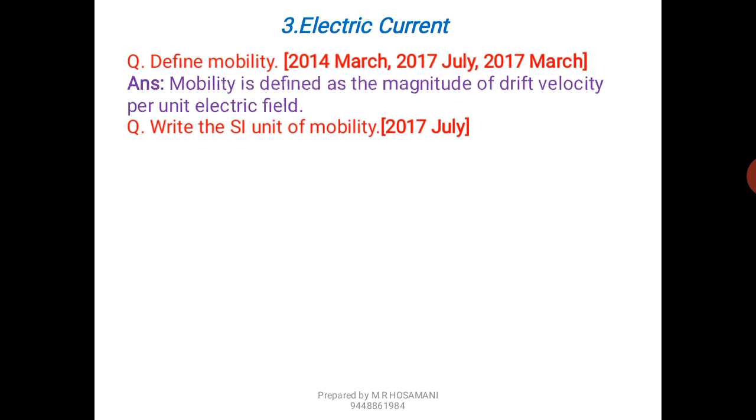Okay, the SI unit of mobility. As we have discussed, mobility means drift velocity divided by electric field. So the unit of drift velocity is meter per second divided by volt per meter. Meter per second divided by volt per meter itself is meter square per volt per second. Is it clear? So meter square per volt per second.